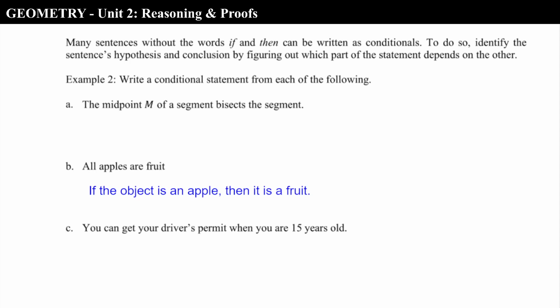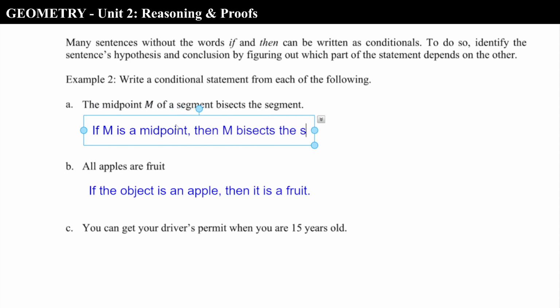Let's hop back to A. The midpoint M of a segment bisects a segment. Well, what we're presented with, the hypothesis, is that we have a midpoint, M. Our conclusion is that the segment is bisected by that midpoint. So the way we would structure this is if M is a midpoint, then M bisects the segment.